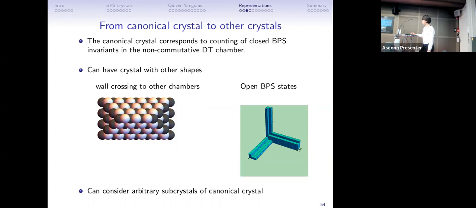Another quick question. Exactly what do you mean by an open BPS? Earlier I said I have D4, D2, D0 wrapping on holomorphic cycles. Here I can also have D2 wrapping on a disk that ends on the D4. Okay, so these end on the brane. Yeah, thank you.